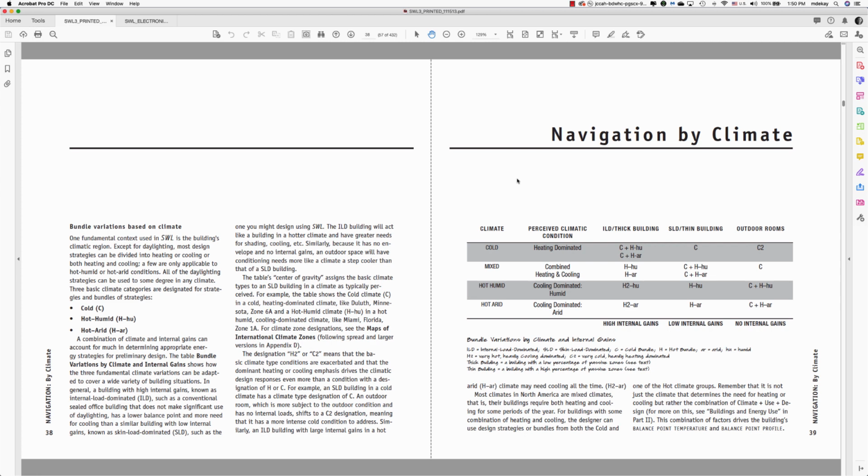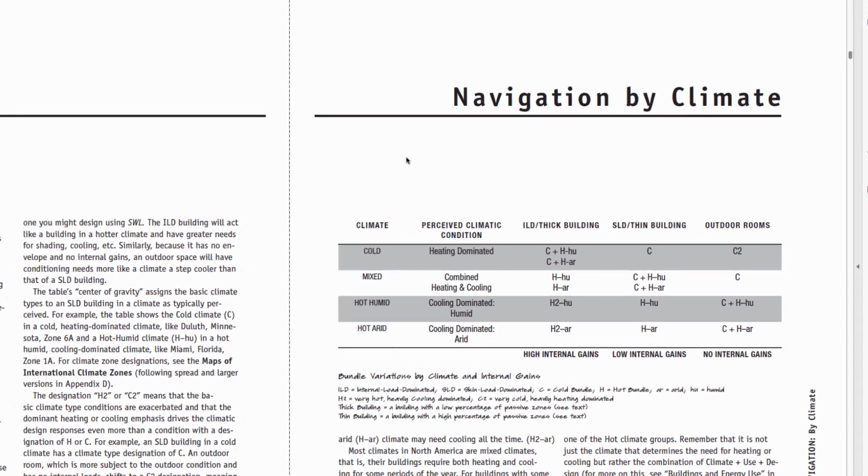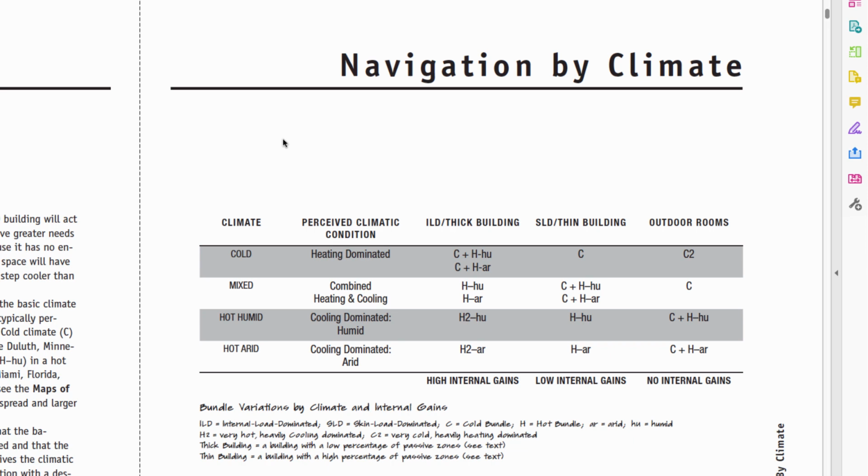For instance, let's say you have a cold climate. You might experience that as a cold place that's heating dominated. And a skin-loaded building like a residence or a thin plan building might actually follow the climate much in the same way that you would expect it to. The outdoor room, however, is going to be more extreme, more affected by the climate than the indoor space, of course. And so we designate that as a C2. C2 meaning something very cold or heating, heavily heating dominated.